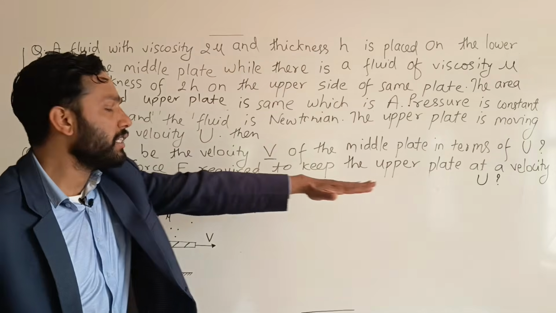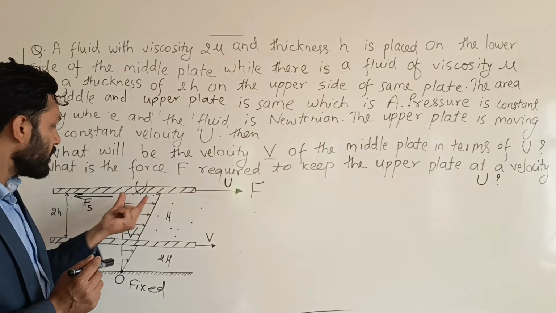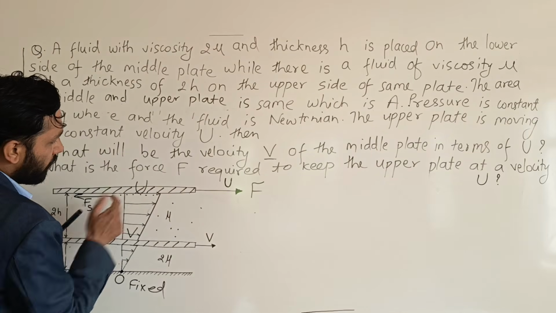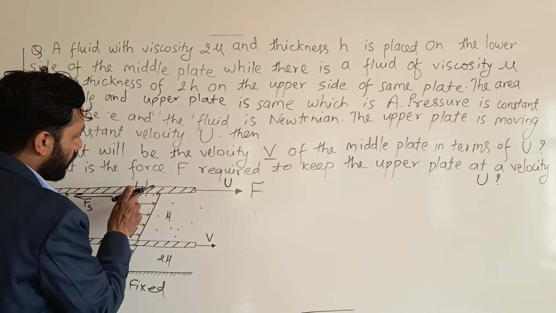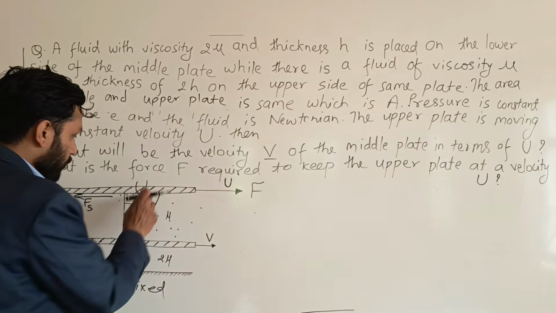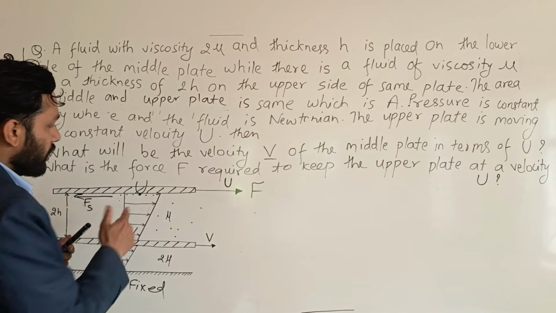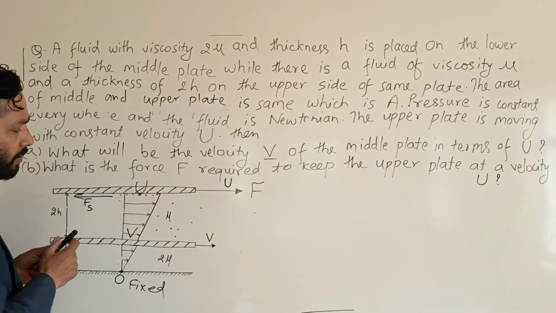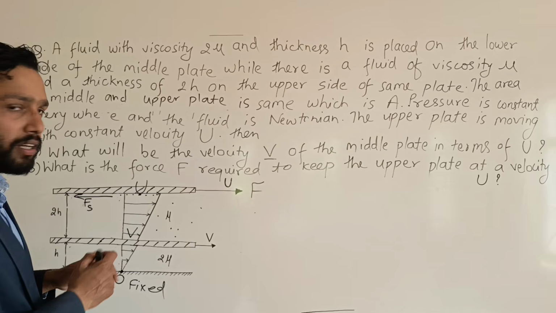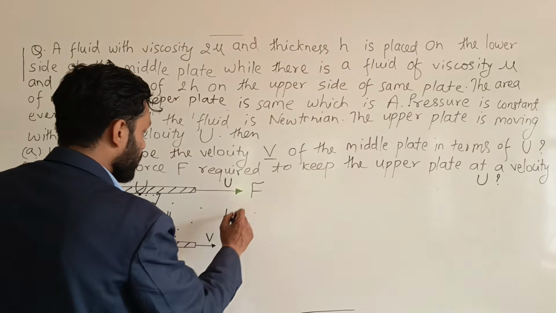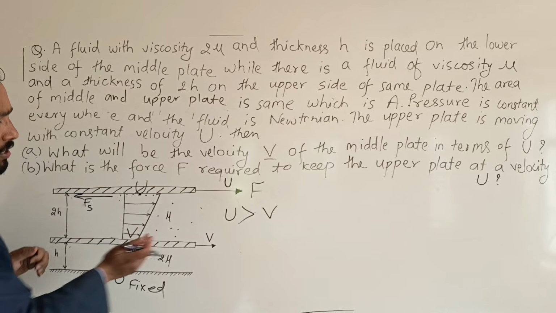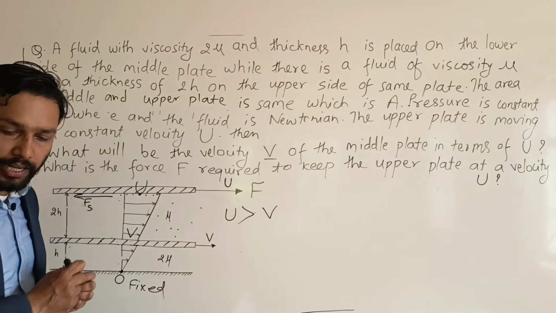When this upper plate moves in this direction, the liquid attached to it also moves along the direction, with different velocity. At this point, the liquid attached to the plate moves with velocity u, and it decreases as it goes down further. So here the velocity is u and the velocity here is v. Due to the motion, this middle plate also moves with velocity v, but you have to understand that the velocity u is always greater than v, because the medium is a liquid and it is not rigidly attached.